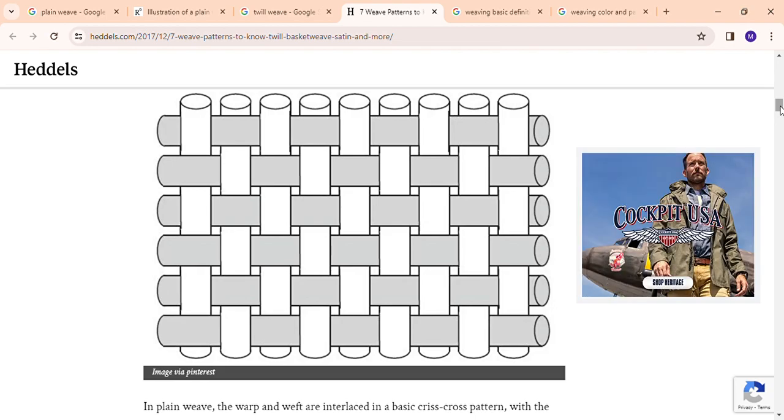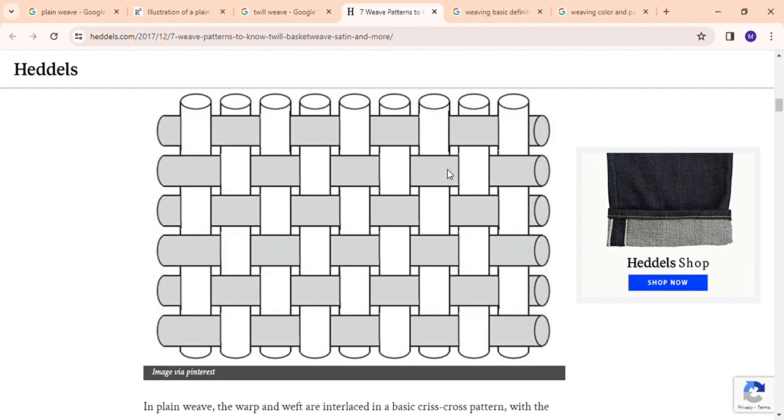The white lines are the warp and these gray lines are the weft. So, the warp threads, you can't do anything with the warp threads.